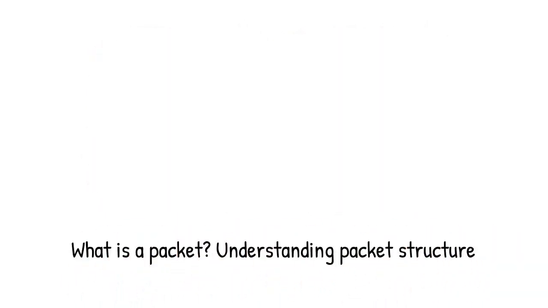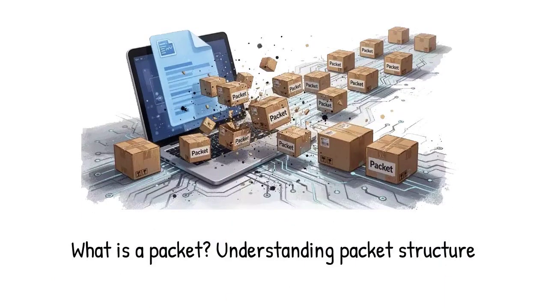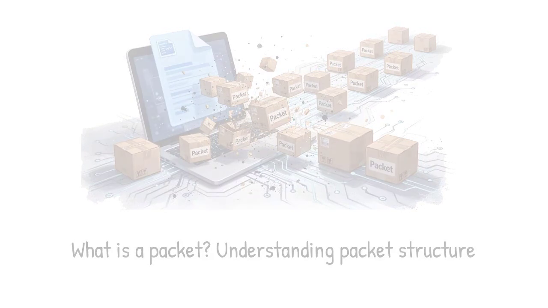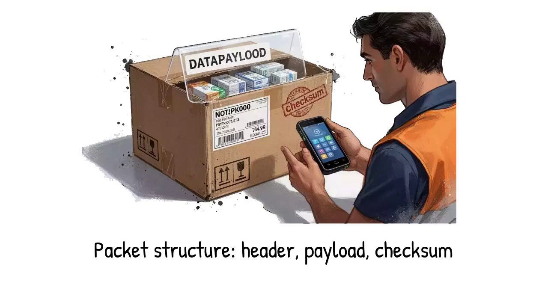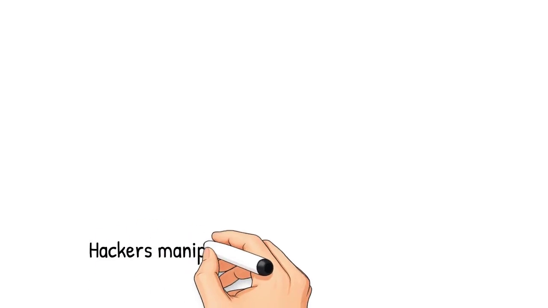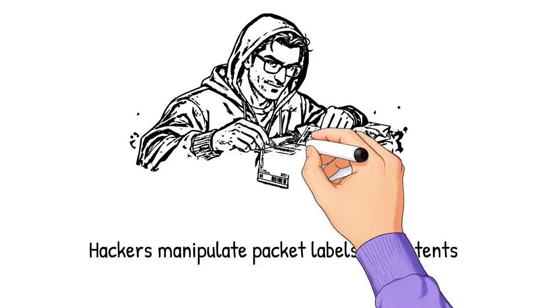A packet is a small chunk of data that travels across the network. Large files, videos, emails, and messages are all broken into thousands or millions of packets. Each packet contains a header, instructions, a payload, the actual data, and a checksum, error detection. Think of a packet like a shipping box. The label tells the courier where to deliver it. The contents are what you actually want to send. Hackers often manipulate the label, the contents, or both.